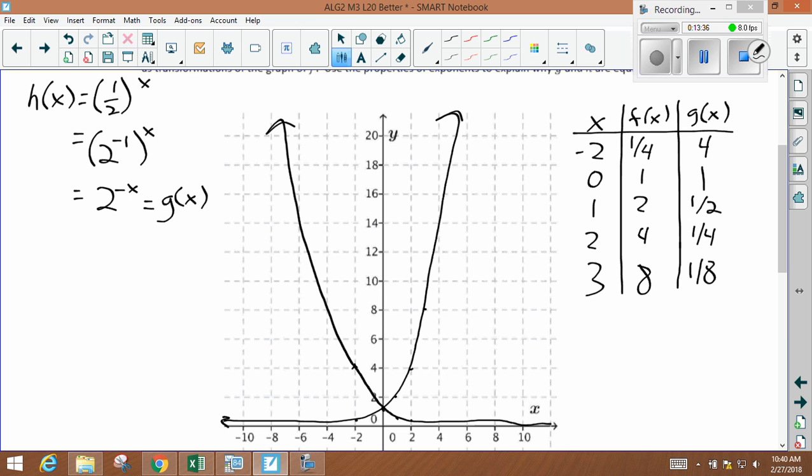So what happened? What did I find out? I found out that when I make that x negative in my exponent, I'm reflecting it about the y-axis, which is the same thing as the line x equals 0.